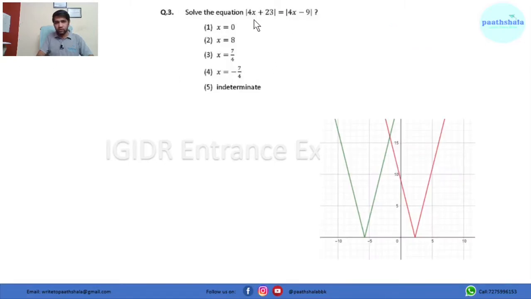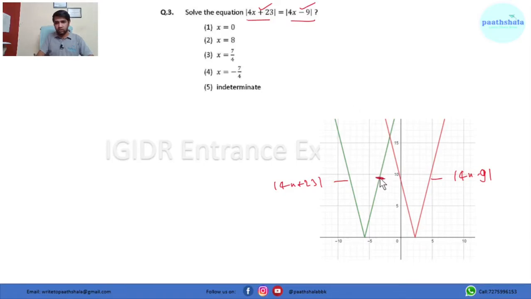Now let's move to the next question. Here you can see that it says to solve this equation. If you look at both the equations, they are in modulus form. So I have drawn the graph. This represents mod of 4x plus 23 and this represents mod of 4x minus 9. In order to get the solution, we have to take this part as positive and this as negative.